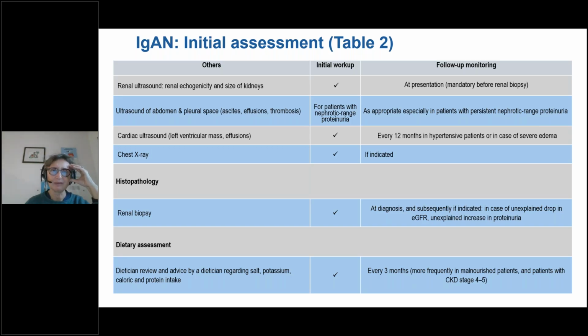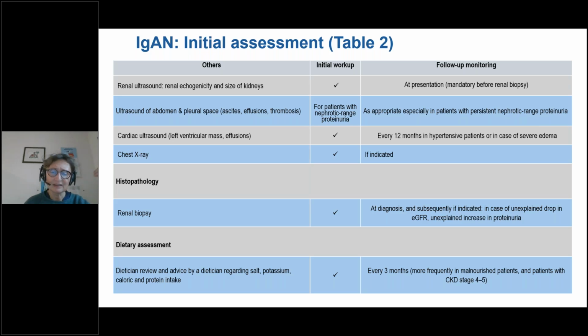Only for patients with a nephrotic range proteinuria, an ultrasound of the abdomen and possibly of the pleural space. Cardiac ultrasound if they're hypertensive. And then there's the renal biopsy, and I'll give clearer indications for that. It is absolutely necessary for diagnosis of IgAN.